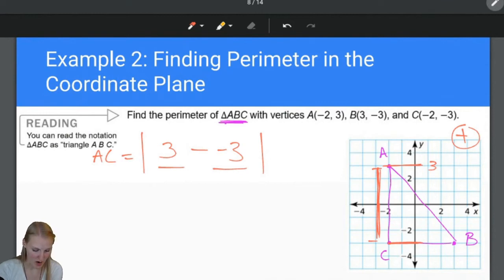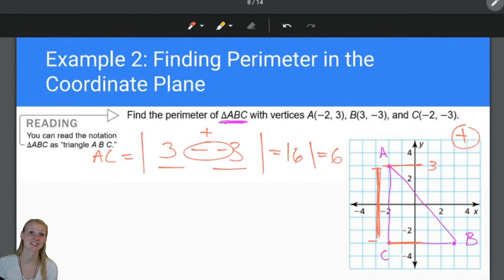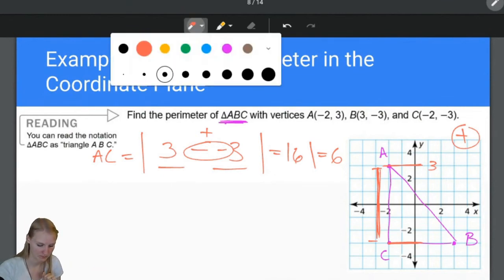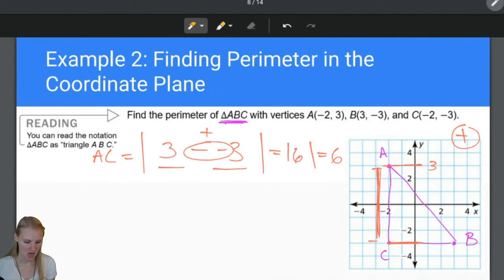Okay, so now minus a negative makes a positive, and we have the absolute value of 6, which is 6. So we didn't have to do the distance formula. So complicated, right? Compared to this. This is so much less complicated. So I would much rather use the ruler postulate over the distance formula any chance I get. Okay, next, that was AC.